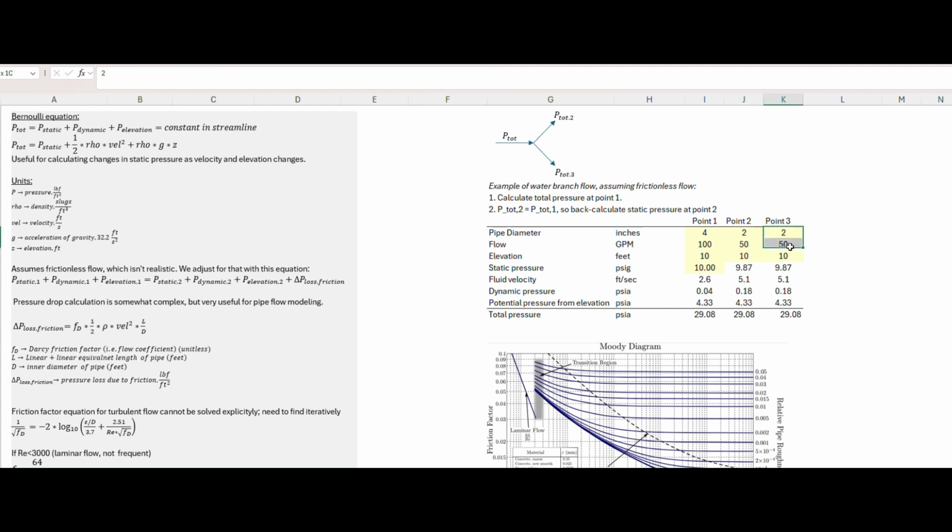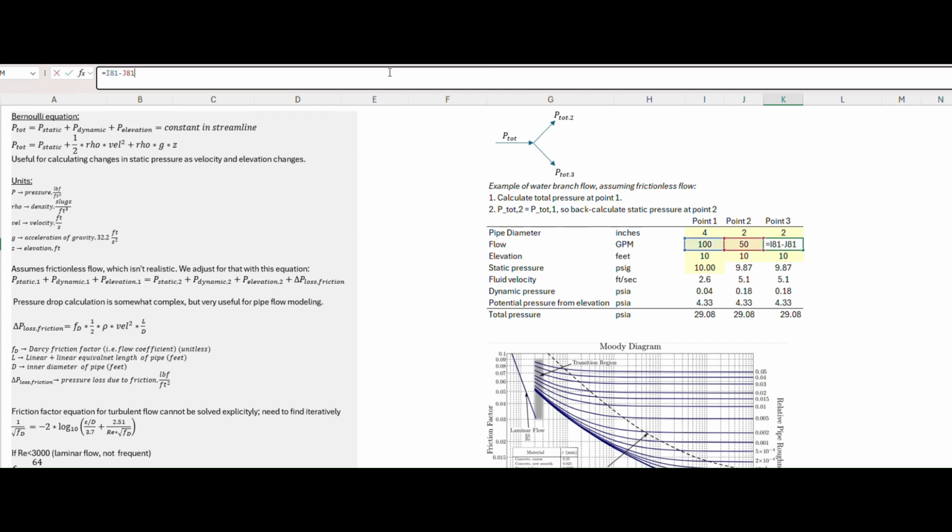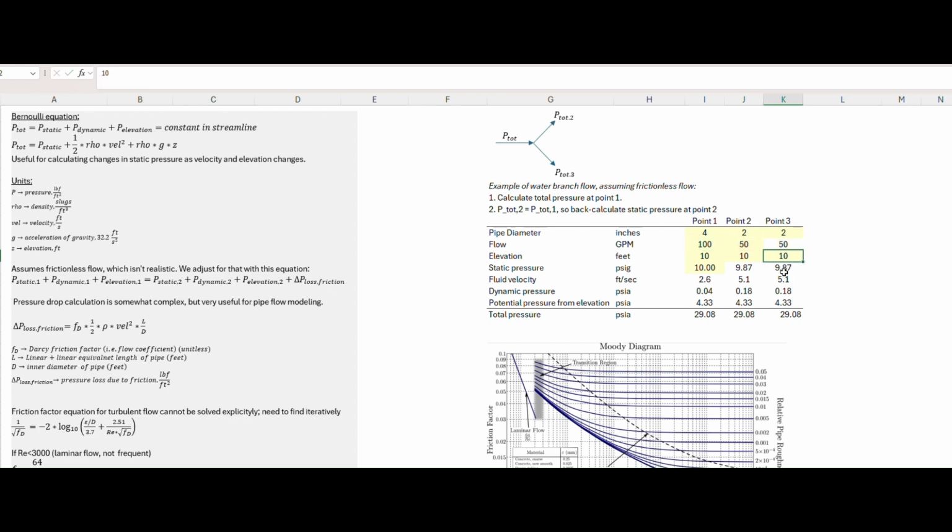We can do the same exact thing at point 3. The volumetric flow is just going to be the difference between point 1 and 2. Whatever doesn't go to point 2 has to go to point 3. Same elevation, and then you do the exact same methodology here.